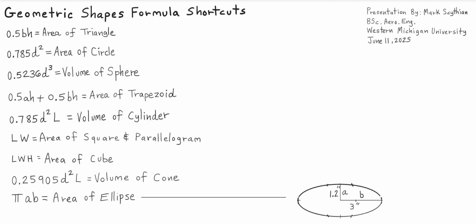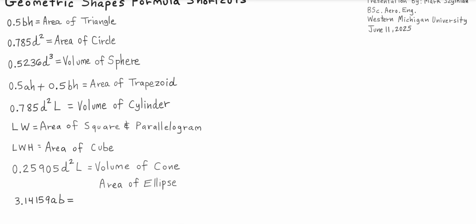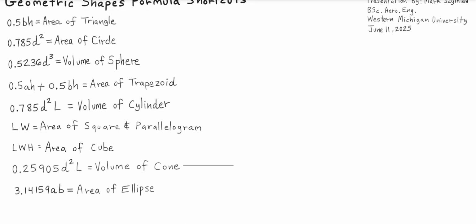So if we work this out, we'd calculate 11.31 square inches as the area of this given ellipse, but we could also rewrite this as 3.14159 AB. So 3.14159 is the constant pi.